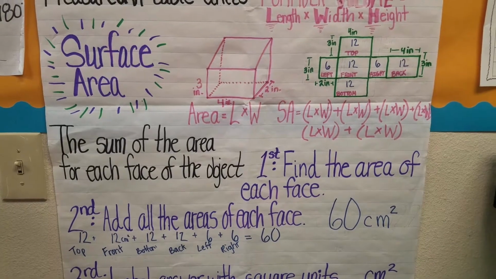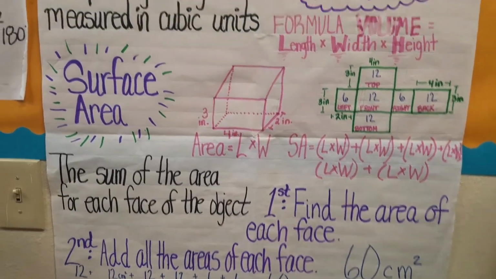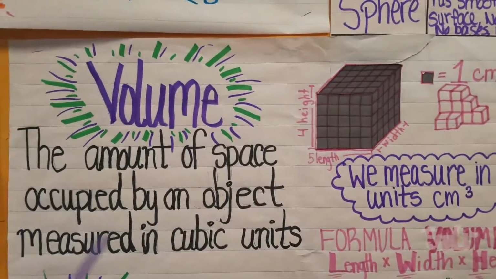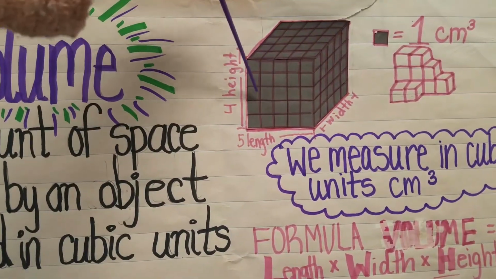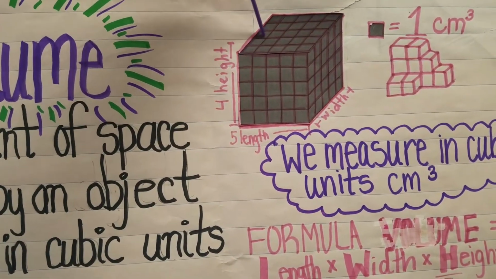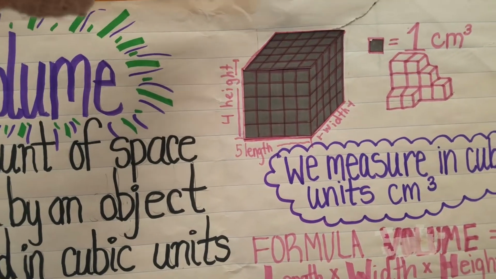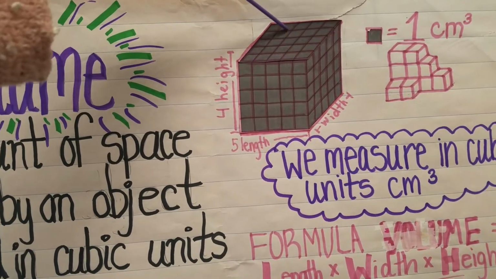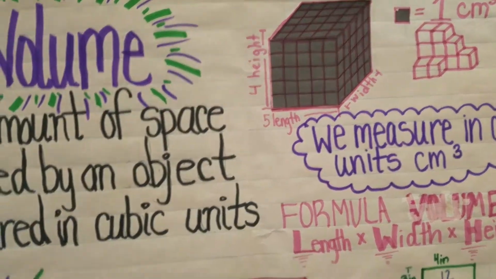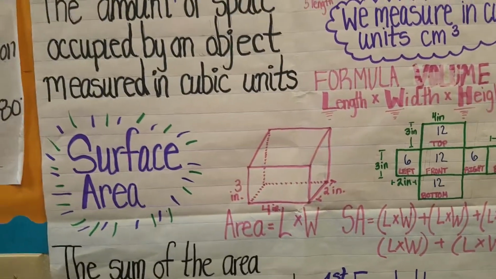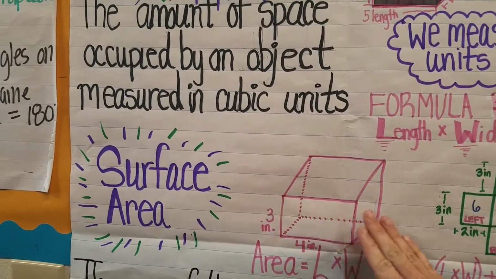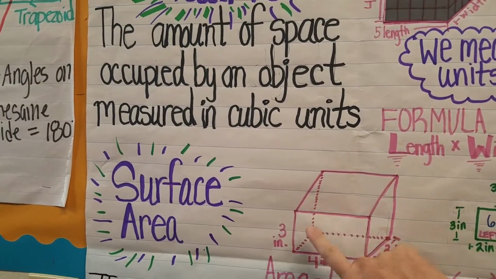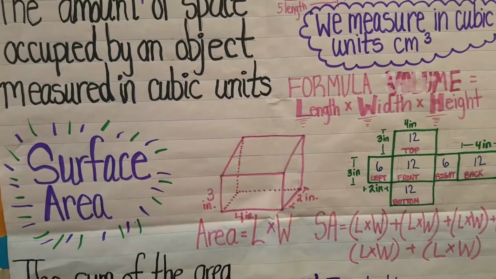So I want to remind you that surface area is different than volume. We have been talking about volume, which is what can fill inside the shape. So we're counting every single cubic centimeter to see what can fit inside. Versus surface area, we want to see how much space is on the outside. So we have to look at all the faces of each shape.